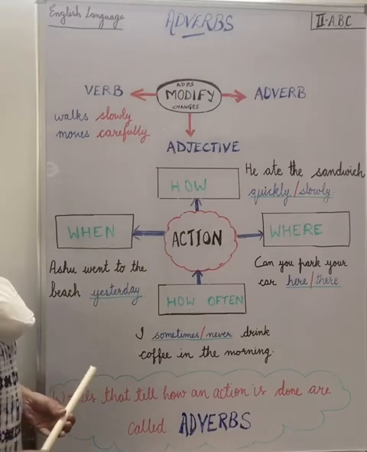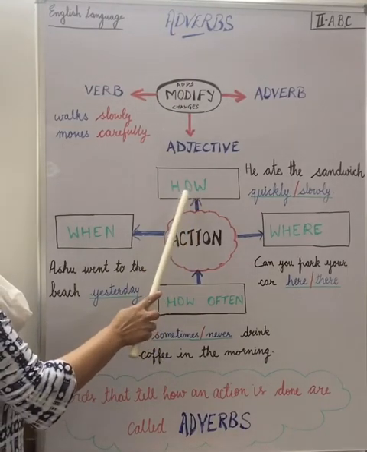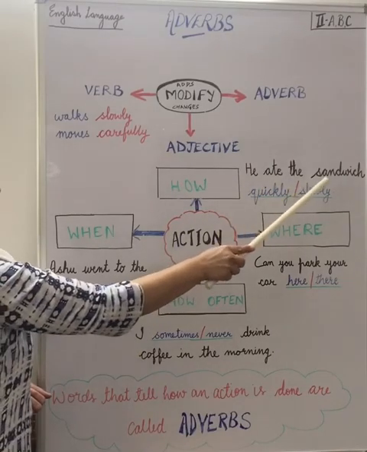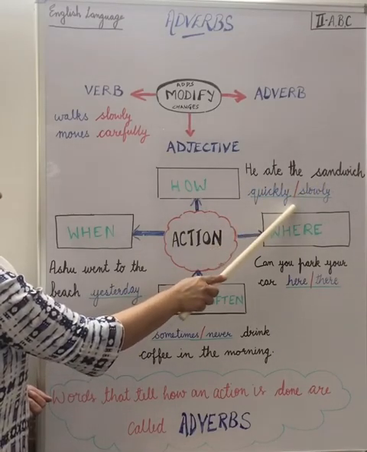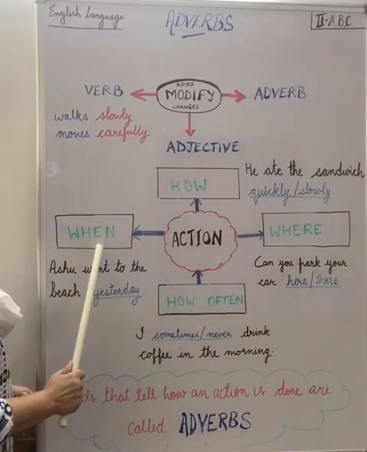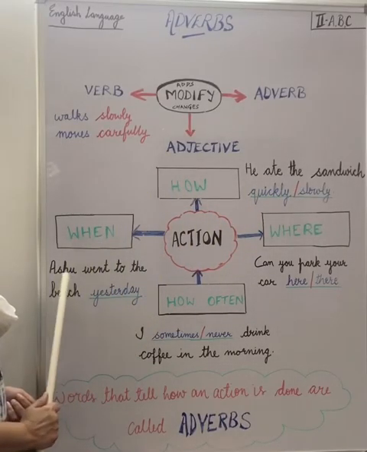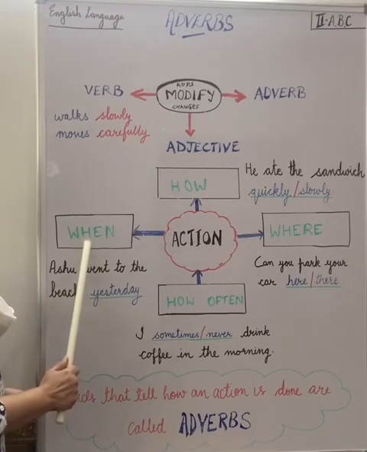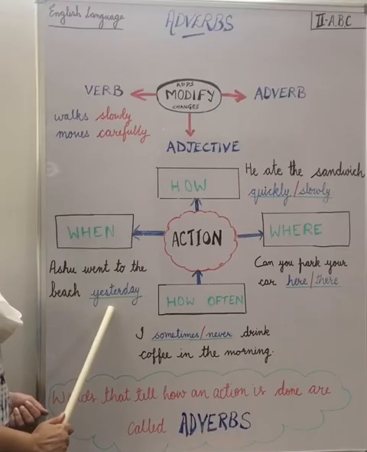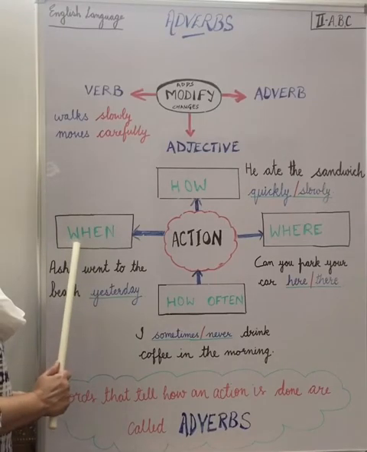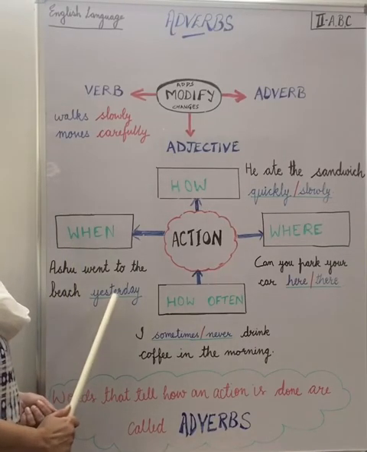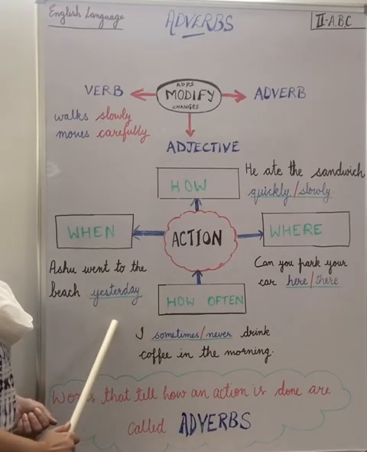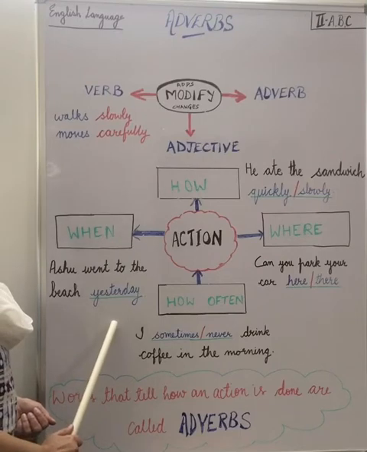Let's take a few examples. Let's see how an action is done. He ate the sandwich quickly. When an action is done, Ashu went to the beach. When did he go? Yesterday. When did he go? Day before yesterday. So the words that tell us when an action is done, those words are adverbs.